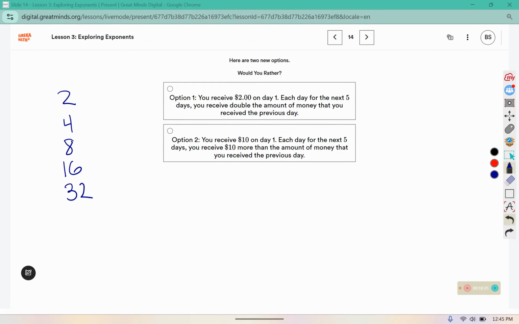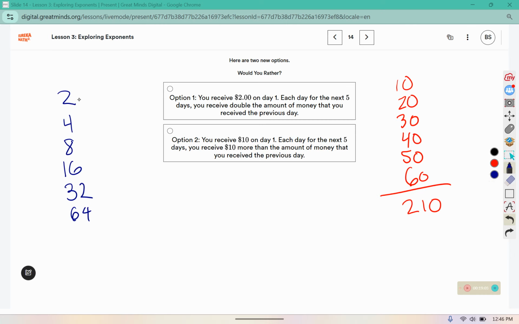And then we would also need 64 because there's the first day and then the next 5. For option 2, we start with 10, and then the next day we would get 20, 30, 40, 50, and 60. There's the next 5 days. If we were to find the total here, 10 plus 20 is 30, plus 30 is 60, plus 40 is 100, 150. This would be 210.